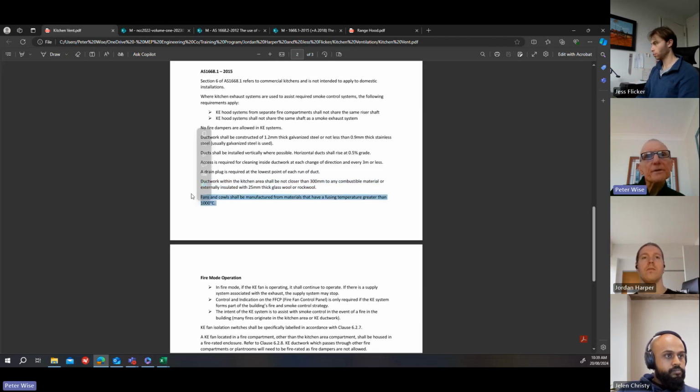And fans and cowls shall be manufactured from materials that have a fusing temperature greater than 1,000 degrees. Basically, that means steel. Okay, you can't use plastic fan cowls or plastic fans. They must be metal.